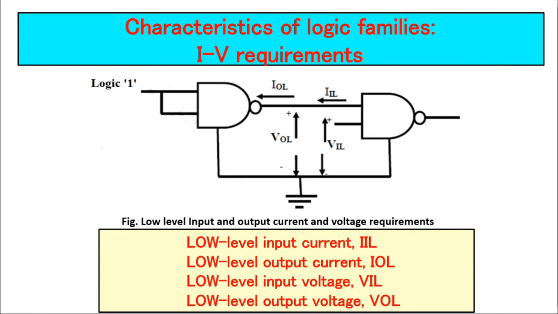Low level input current is referred as IIL. Low level output current is referred as IOL. Low level input voltage is referred as VIL, and low level output voltage is referred as VOL.